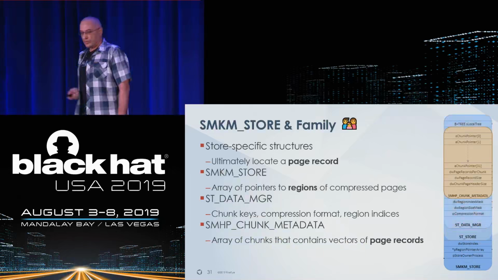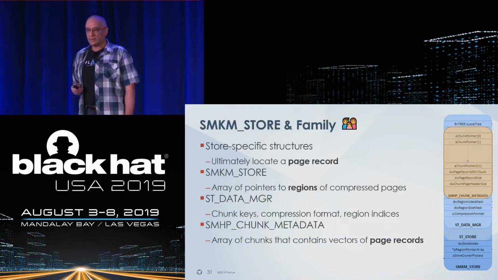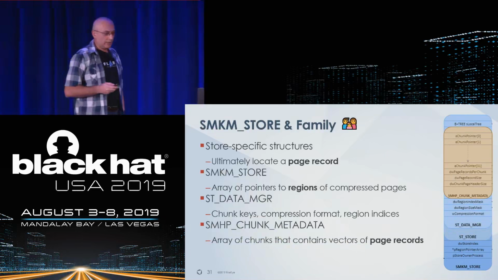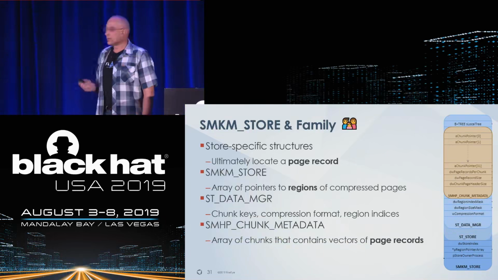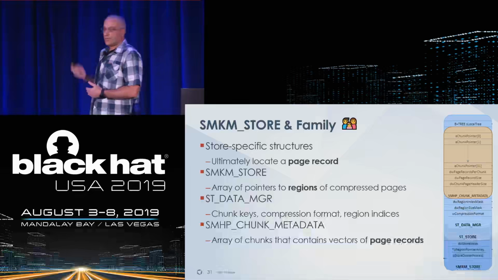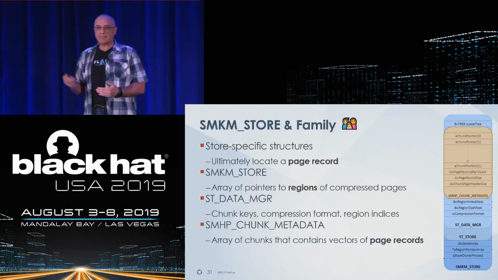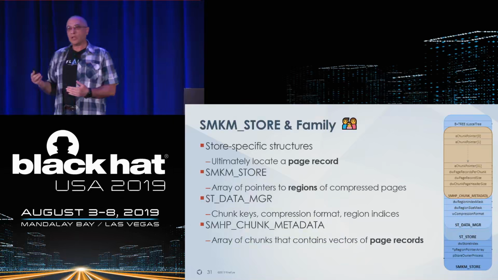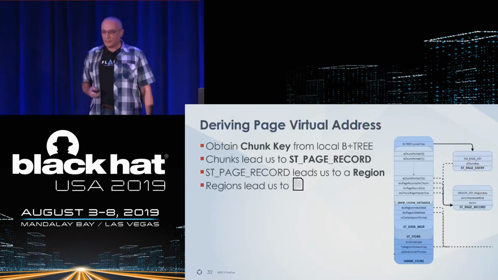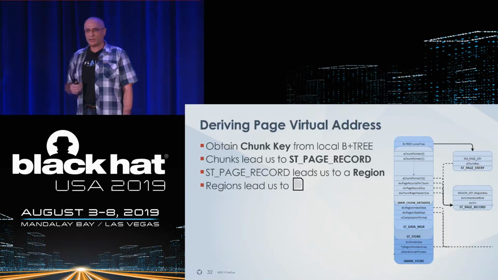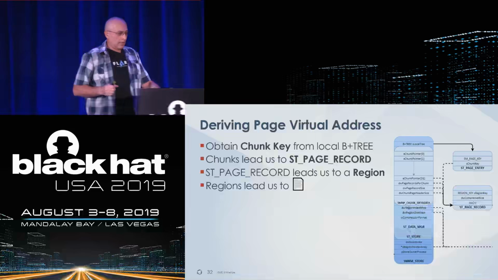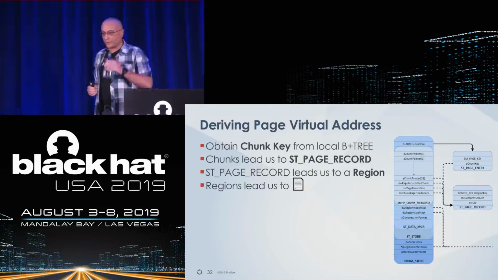And the last component is called chunk metadata. It's a nested structure that defines a two-dimensional array of chunks. Each of the chunks defines a vector of page records, and each of those page records contains information about the compressed page in memory we're after. So let's see how we navigate those structures and calculate the virtual address of the compressed page we want.